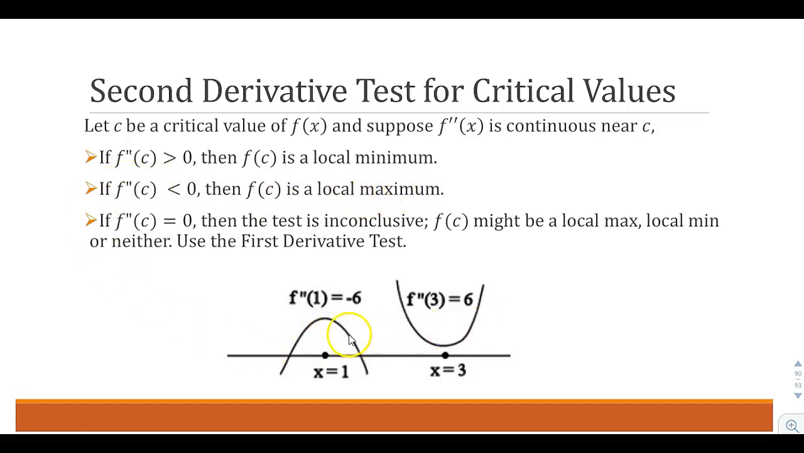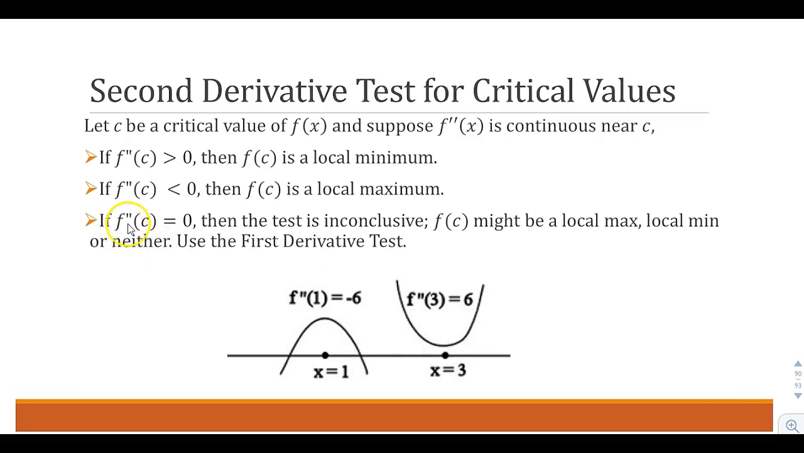So let's go ahead and look at the images that are shown here. So let's say we've identified critical values at x equals 1 and x equals 3. If we know that the second derivative at 1 is, let's say, -6, a negative number, then we know that the shape of the graph will be concave down. Well, if I'm concave down, that must mean I have a local maximum. And on the other hand, if the second derivative at 3 I end up with a positive number, that must mean I'm concave up at the critical value, which means I have a local minimum.